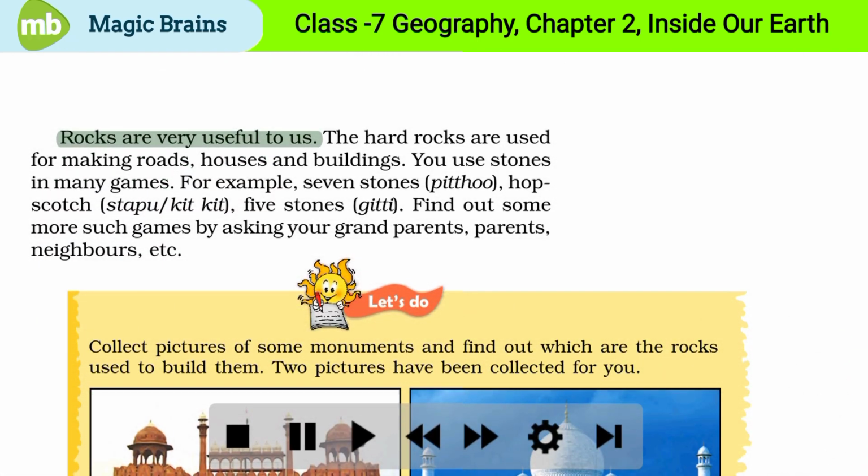Page 9. Rocks are very useful to us. The hard rocks are used for making roads, houses, and buildings. You use stones in many games. For example, 7 stones, pittu, hopscotch, stapu or kitkit, 5 stones, gitti. Find out some more such games by asking your grandparents, parents, neighbors, etc.